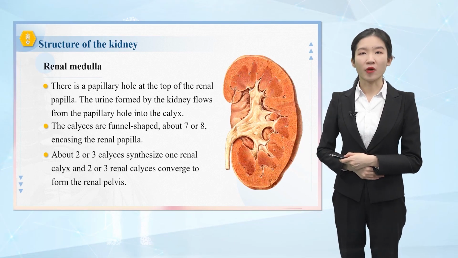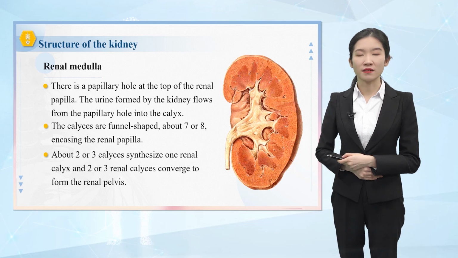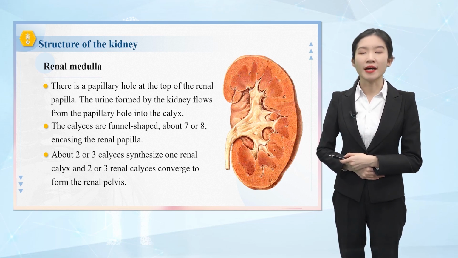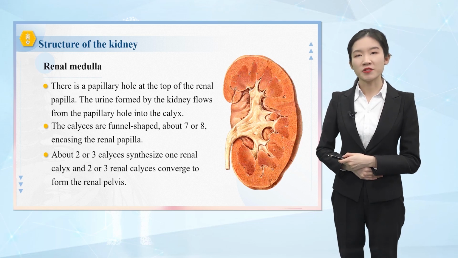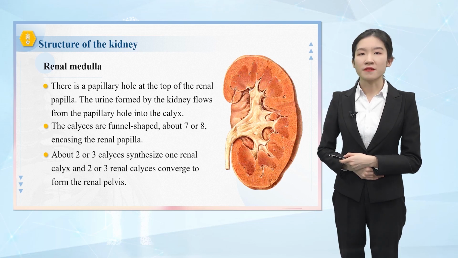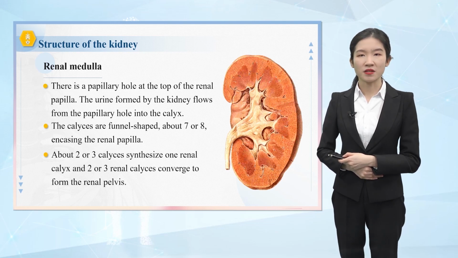There is a papillary hole at the top of the renal papilla. The urine formed by the kidney flows from the papillary hole into the calyx. The calyces are funnel-shaped, about 7 or 8 of them, encasing the renal papillae. About 2 or 3 minor calyces merge into one major calyx, and 2 or 3 major calyces converge to form the renal pelvis.